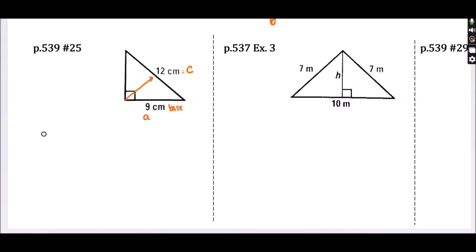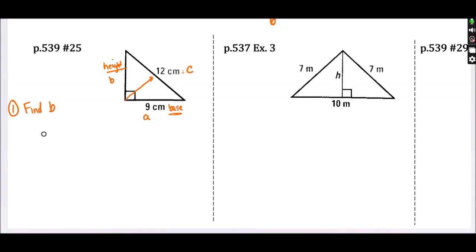Okay, 9 is the base. That's A. So then what's missing is the part that we need, which is the height. That's going to be B. So remember, in all of these, in order to find area, we have to know the base and the height measurement. Okay, so first thing you're going to do here, once you pause this, is find B.